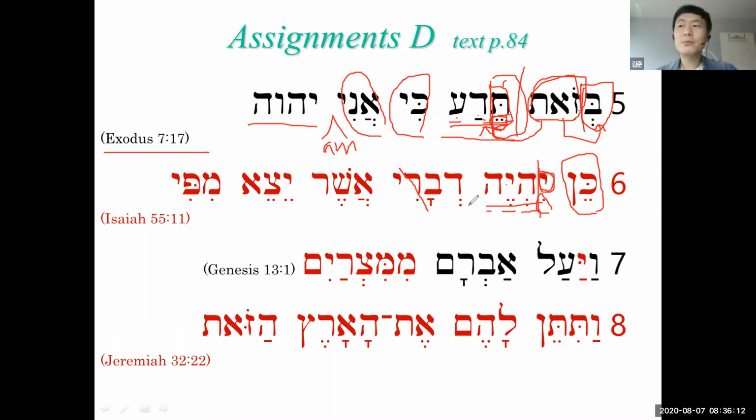So that means this one is a noun. I thought it was there. Because I put the dot in. Okay. All right, don't be confused. So here, it's a noun, which means word. Dabar, word.